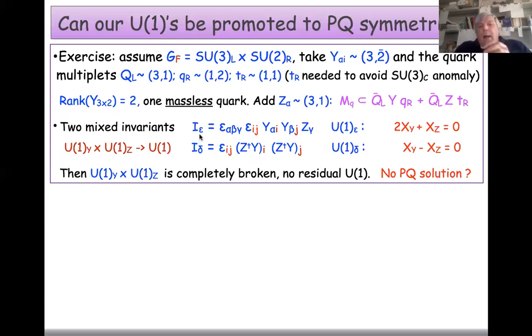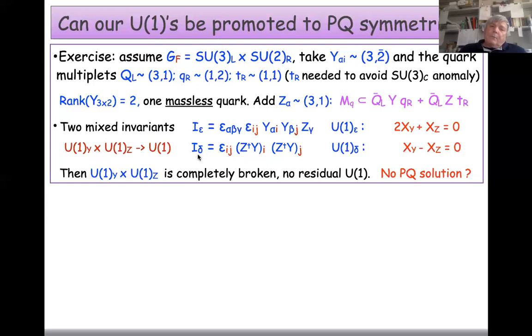So I call the first invariant, which is constructed with Levi-Civita, I epsilon. You see, I can saturate now all the three SU(3) indices, and with another Levi-Civita, the two SU(2) indices. So this is an invariant, dimension is 3. This is invariant under a U1 symmetry where the sum of these charges, twice the Y plus the Z, is 0.